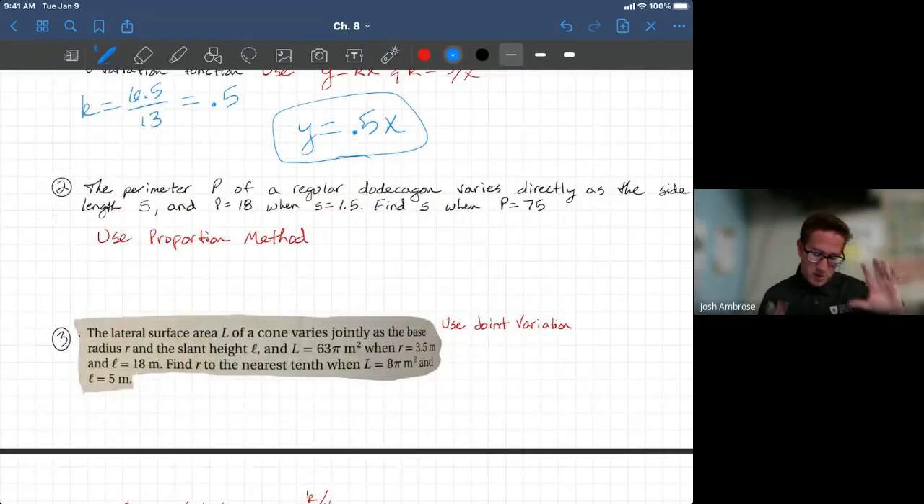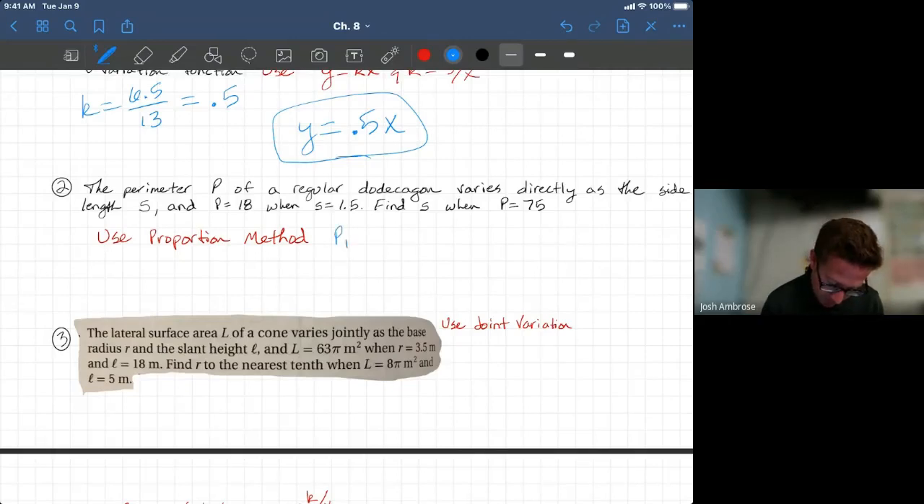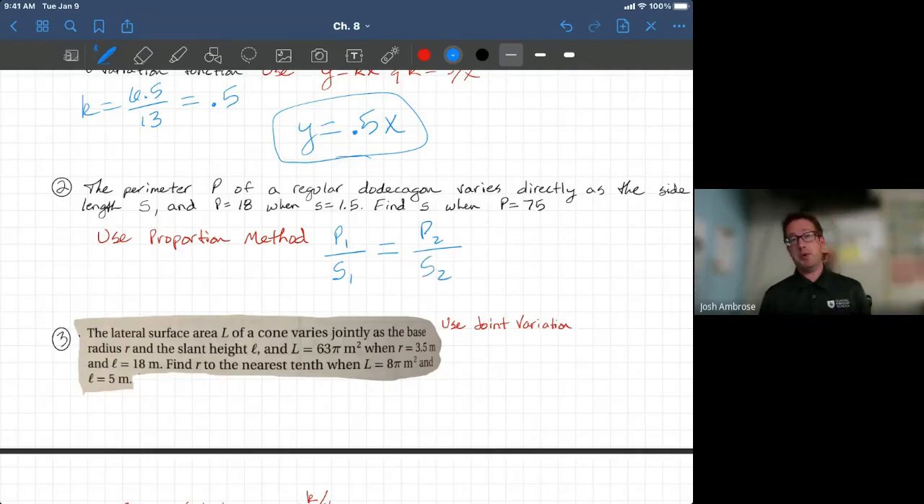We have two shapes being directly compared, and in a proportion, you must be consistent. So what I'm going to do is I'm going to say the first P value is going to go over the first S value, equaling second P value over the second S value. So that's a proportion. First shape, second shape, fill in the blanks now.